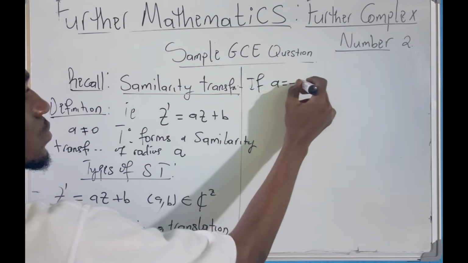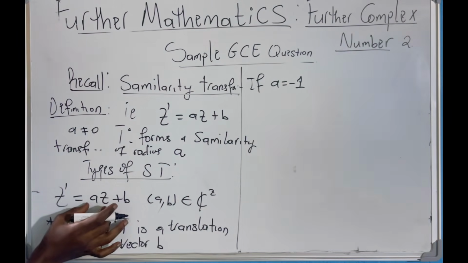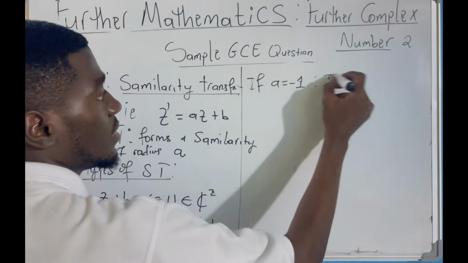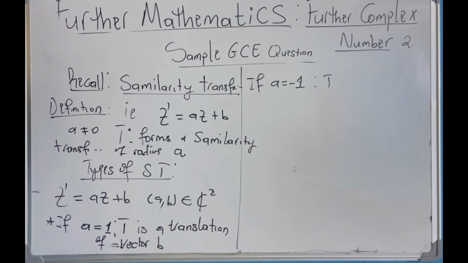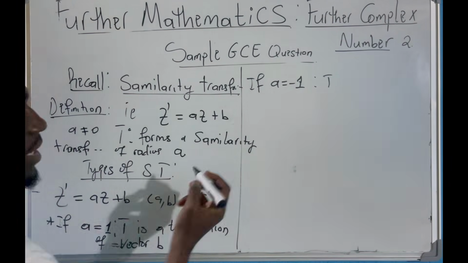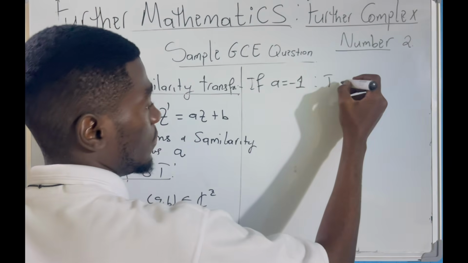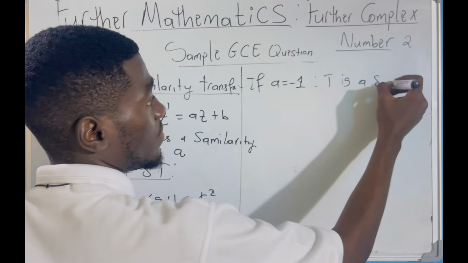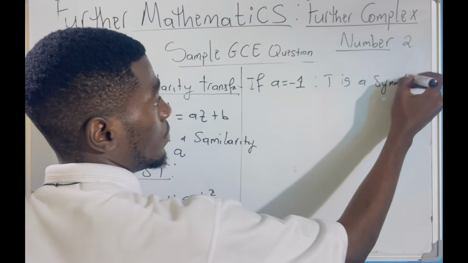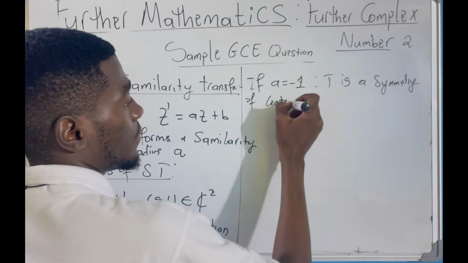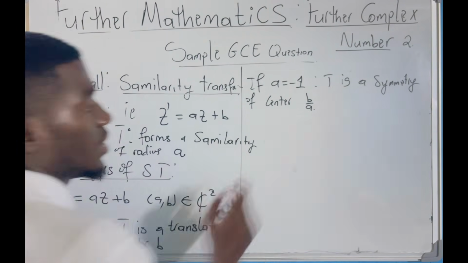Okay, so the next condition: if a equals -1, so the coefficient of z multiplying the object is -1, you see that T now will be a symmetry of center b over a. So the transformation T is a symmetry of center b over a, as easy as that.